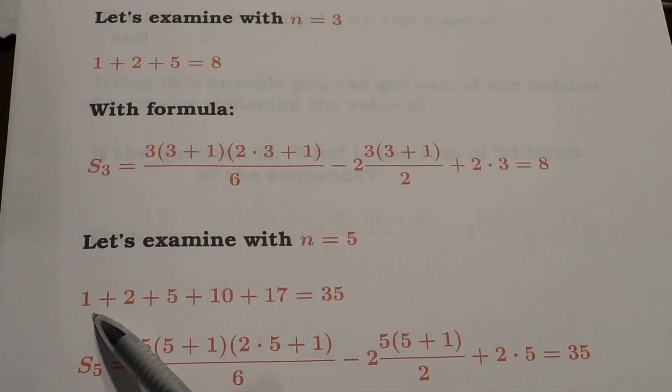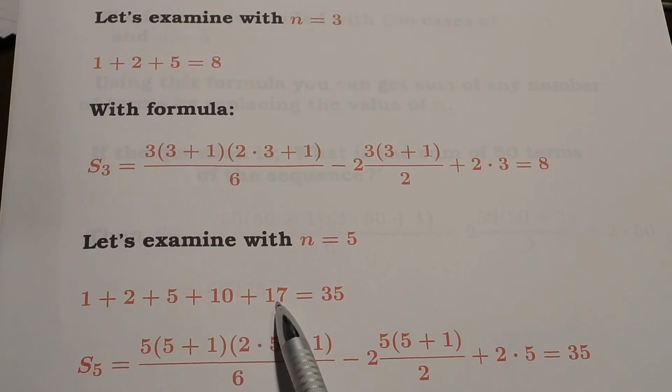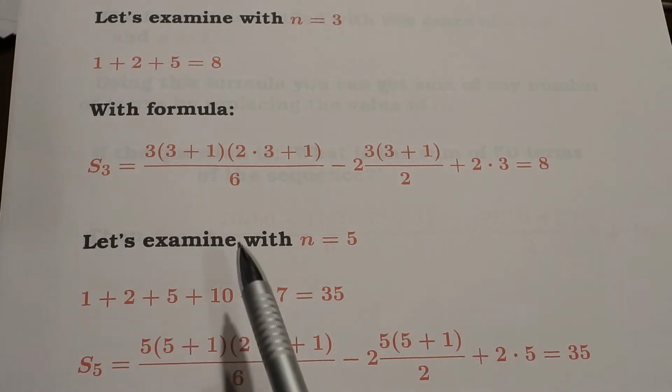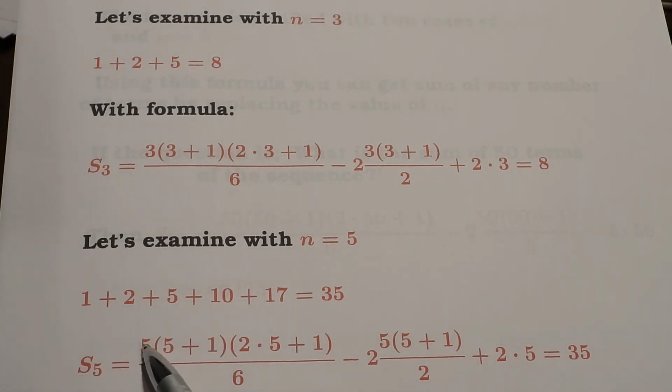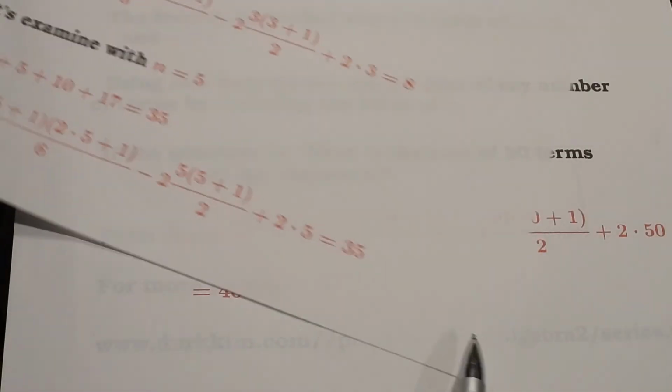With the 5 again, you write down 5 numbers here. You add them, it comes out 35. And then in the formula, you replace the value n by 5. 5 times 6 times 11 divided by 6. And the 5 times 6 divided by 2 and multiply by 5 again, which means you just cancel. Okay? And then you add 2 times 5. It will turn out 35. So with the 2 examples, we verify.